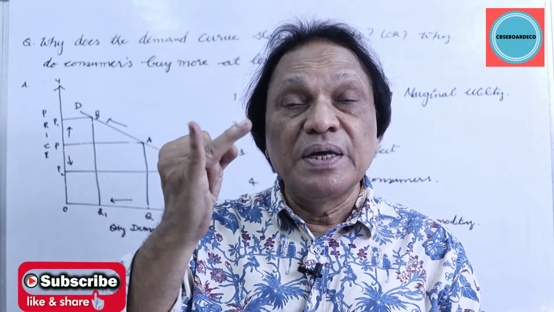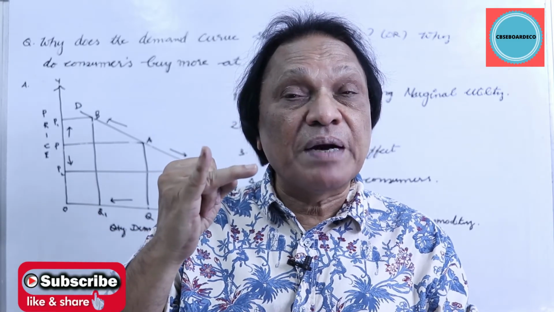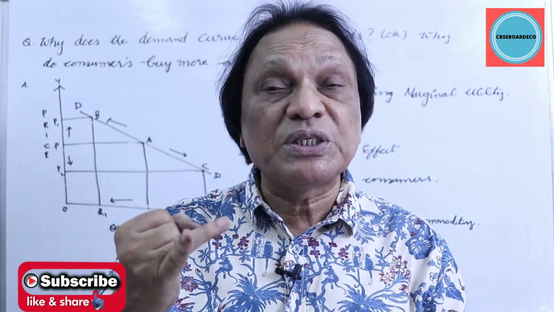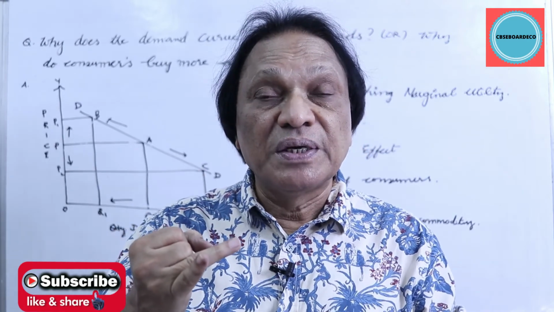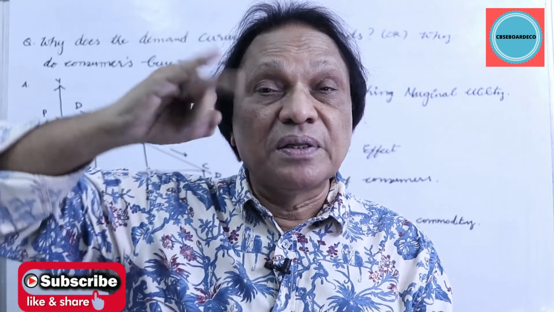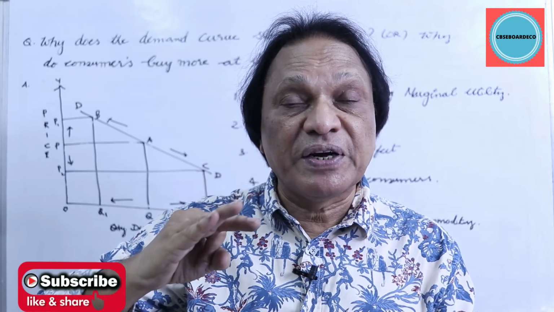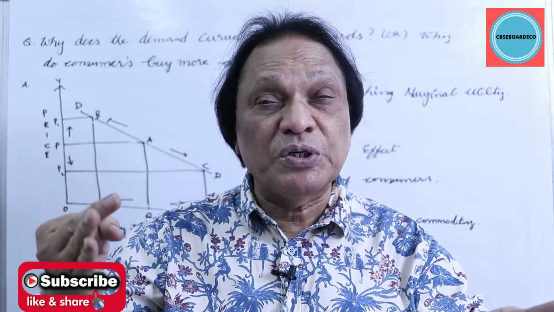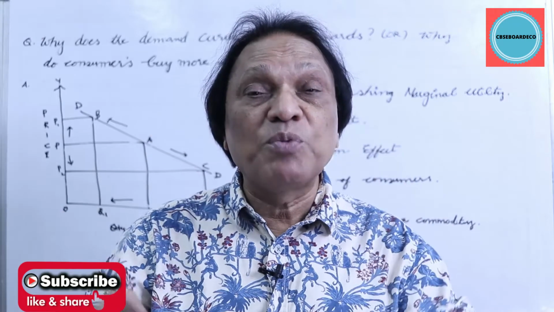The second point, income effect. When the price of a commodity comes down, the purchasing power or real income of the consumer goes up. Hence, he will be in a position to buy more. Instead of buying 1, now you will be in a position to buy 2 with the same amount of money. The third point is substitution effect. When the price of a commodity comes down, it looks cheaper compared to its substitutes. Hence, people start buying more of it.